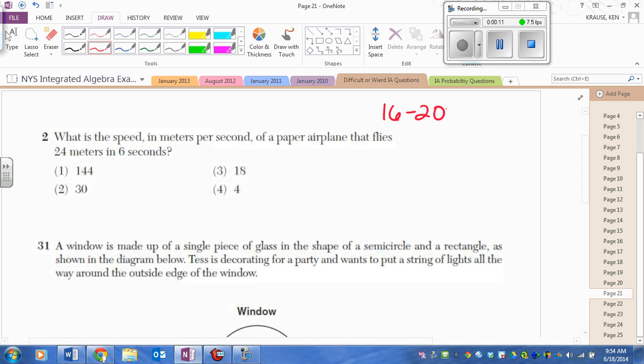What is the speed in meters per second of a paper airplane that flies 24 meters in 6 seconds? So you just take 24 divided by 6 and you get 4 meters in 1 second. Meters per second, 4. Still a good question.